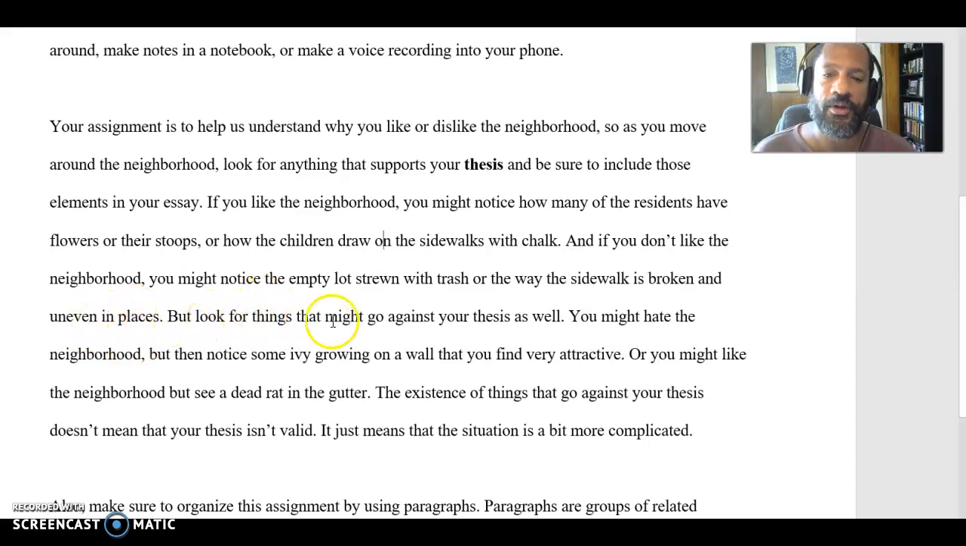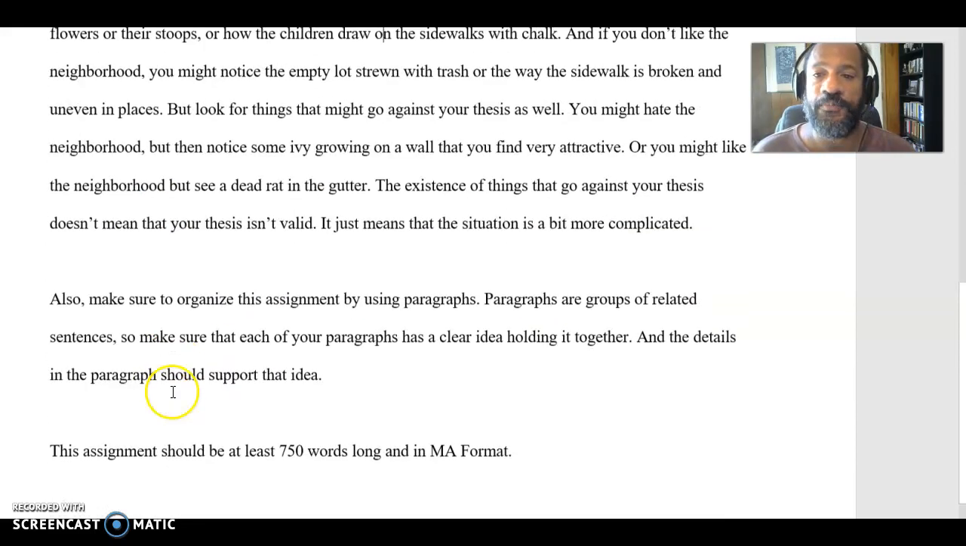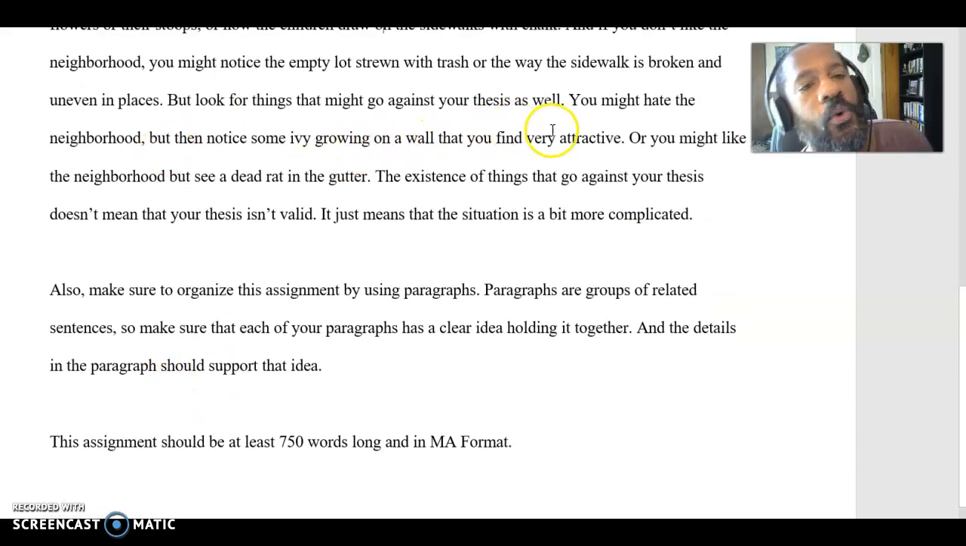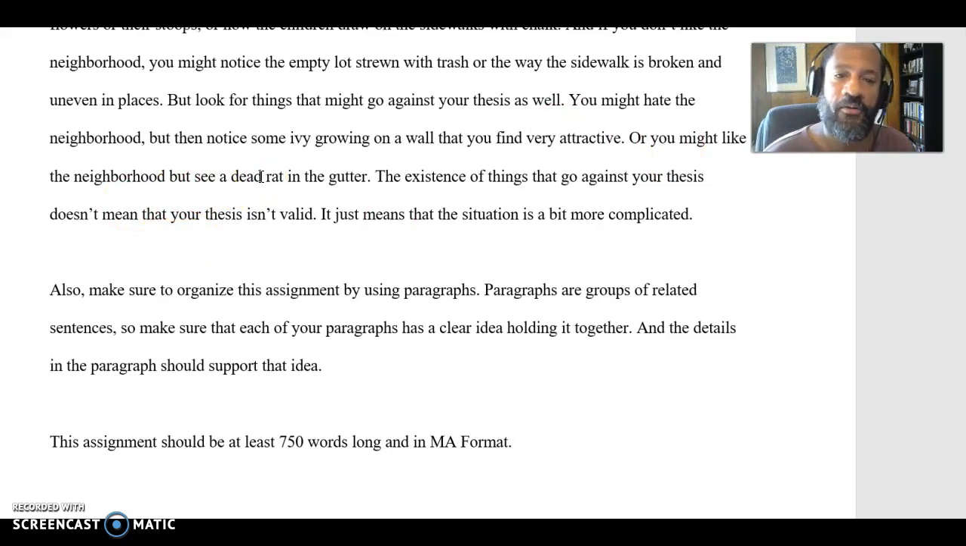But you also want to look for things that go against your thesis. You might hate the neighborhood, but then notice some ivy growing on a wall that you find very attractive. Or you might like the neighborhood but see a dead rat in the gutter. Even in the nicest neighborhoods, you might see a dead rat. The existence of these things that go against your thesis doesn't mean your thesis isn't valid. Just because there's a rat in the gutter doesn't mean you don't like your neighborhood.